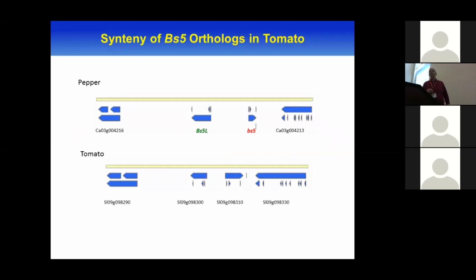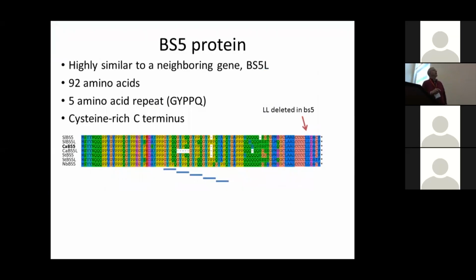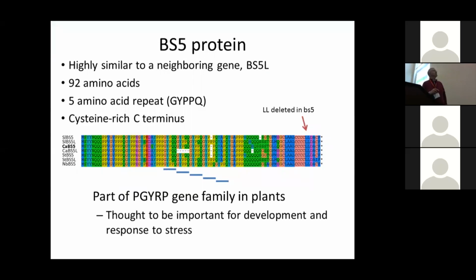The nice, interesting thing is you can get a gene from pepper, and you know that in the solanaceous plants, like in the Poaceae, there's a lot of synteny between the various chromosomes. So if you find a gene in pepper, it's most likely going to be an orthologous gene in tomato. And lo and behold, we were able to find a gene here that was very similar. This gene is highly similar to a neighboring gene. It's 92 amino acids, has 5 amino acid repeats, and a cysteine-rich terminus. It's part of the PGYRP gene family, and where there are mutations in Arabidopsis, it's thought to be involved in development or response to stress.